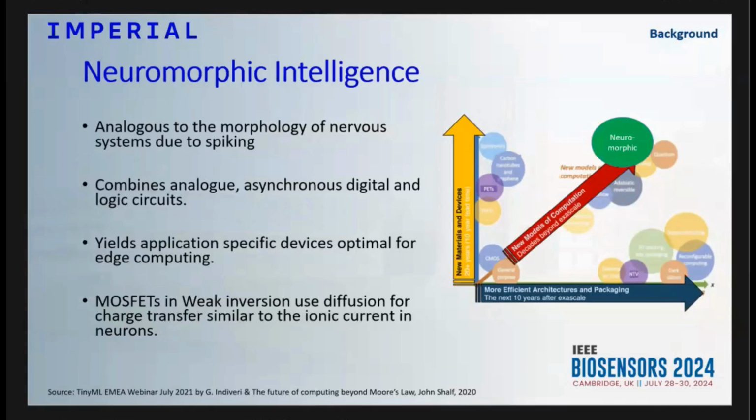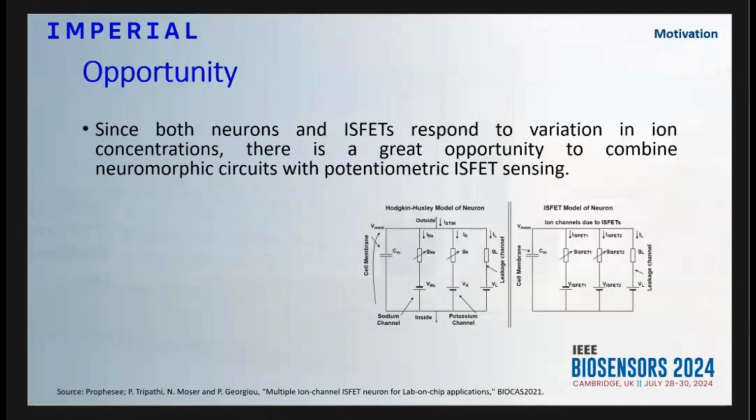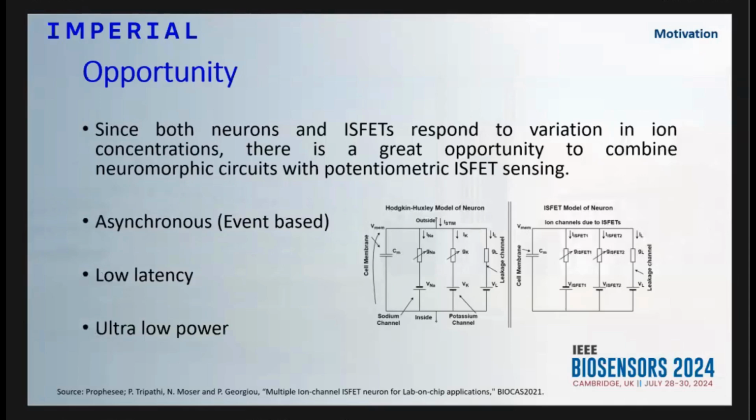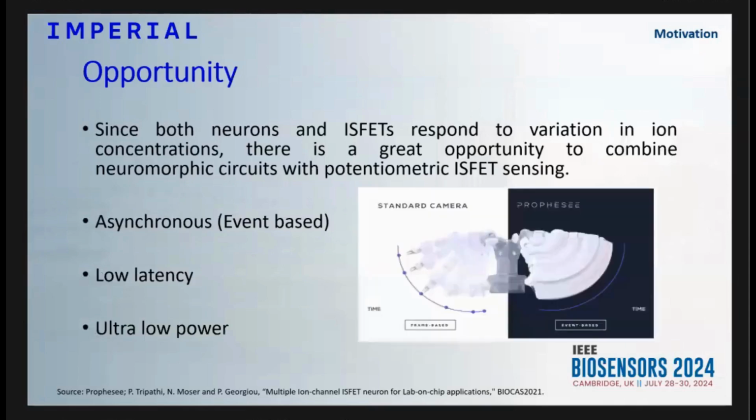And so that presented us with a great opportunity, because we thought, hey, wait a second, ISFETs also respond to variation in ion concentrations. And so we decided to combine the field of neuromorphic circuits with potentiometric ISFET sensing. As you can see on the right here, there's the famous Hodgkin-Huxley model of a neuron. We said, let's replace these ion channels with ion channels due to ISFETs, which means we can create asynchronous event-based circuits that have a low latency and work at ultra low power. And this is already being done by companies for imaging, for cameras, like Prophesee, where you can see a lot more information is captured by an event-based sensor as compared to a frame-based approach.